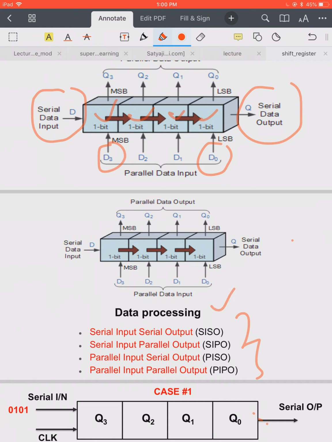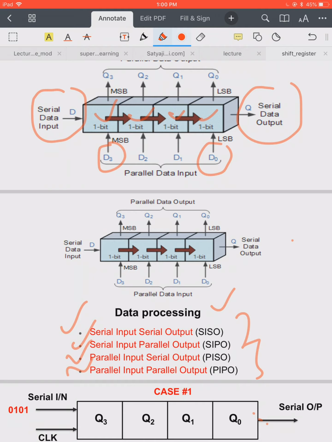So data processing means you have to store the data first, and then you have to read out that data and process the data. So you have to store and use it. So we'll see that depending upon the particular scheme, we can have 4 schemes using the SIPO register, right? Serial input, serial output, or serial input, parallel output, or parallel input, serial output, or parallel input, parallel output. So we can have 4 schemes.